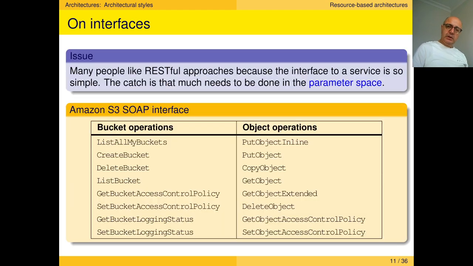However, Amazon also provides the SOAP architecture, service-oriented architecture. So in the case of the SOAP interface, you have many, if I'm not wrong, it should be around nine different operations. So operations like list all my buckets, create bucket, delete bucket, list bucket, get bucket access control policy and set it, and also get bucket logging status and again set it. These are for the buckets, and these are for the objects.